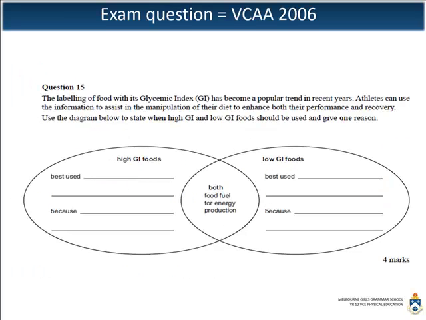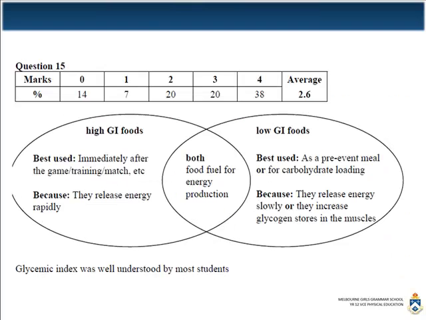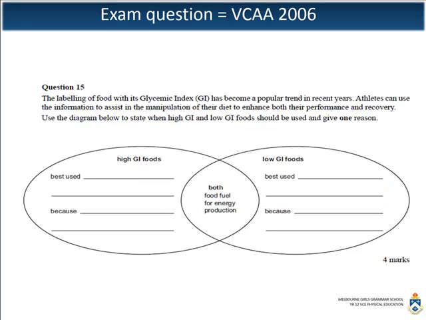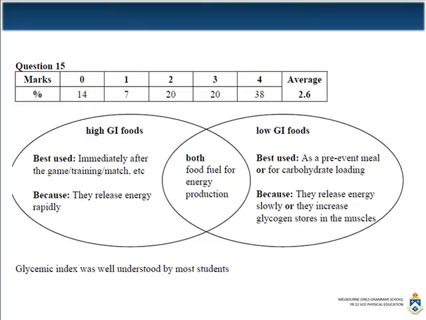So our high GI, best used for immediately after the game, releases energy rapidly, and low GI is best used before the game. The reason why is because it has sustained energy release, energy slowly. So 38% got 4. That was pretty well understood. We also cover this quite a bit in Unit 4 Area of Study 2 as well.